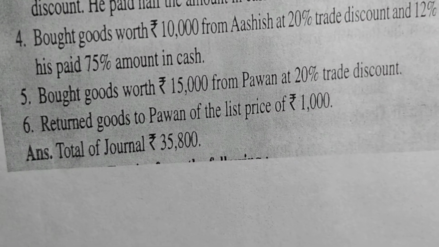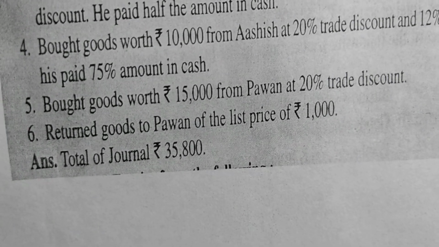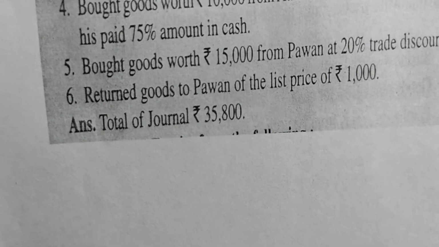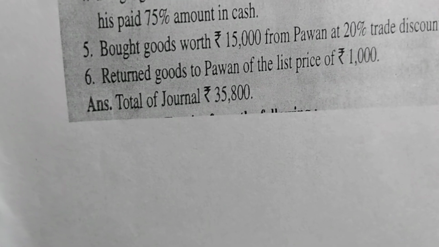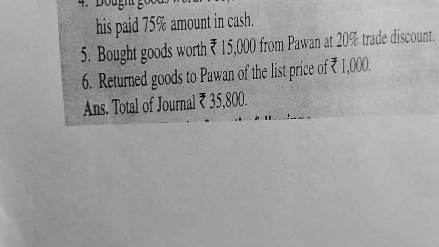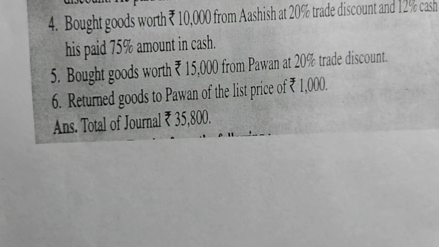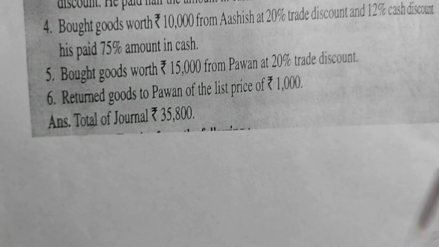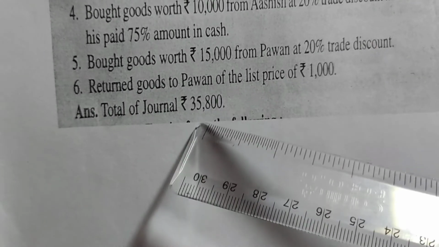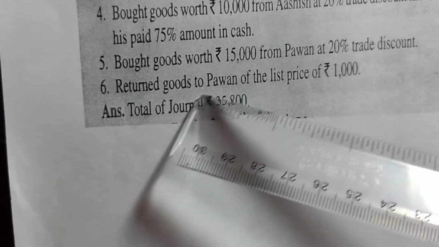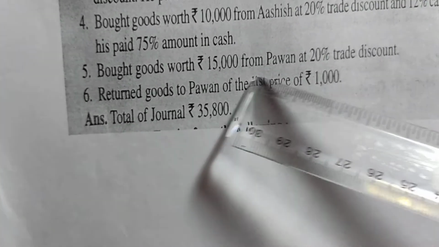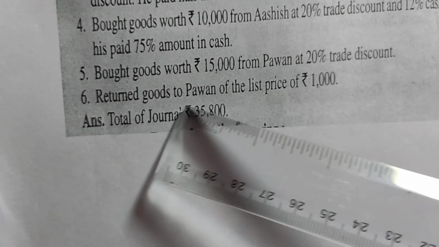Now let's see the next question. Given: return goods to Pawan at list price. When we are returning the goods and list price is given, that means we have to deduct the trade discount in the amount. So what will be our journal entry? We are returning the goods to Pawan. Pawan is the receiver, and the goods are purchase return. We purchased the goods from Pawan, so the return will be purchase return.